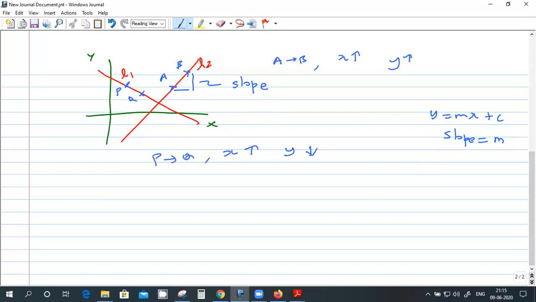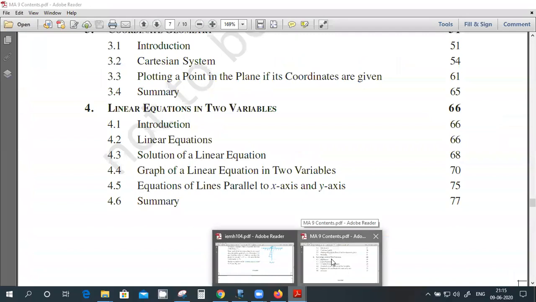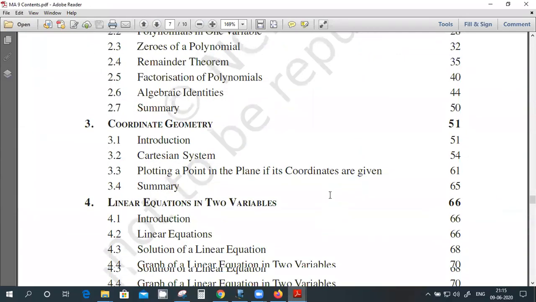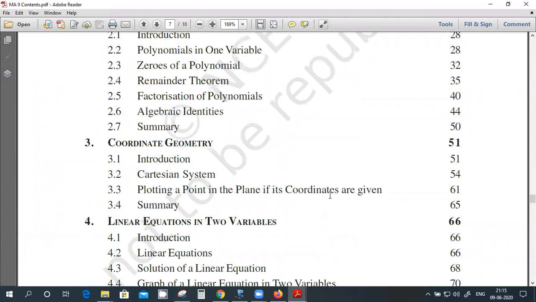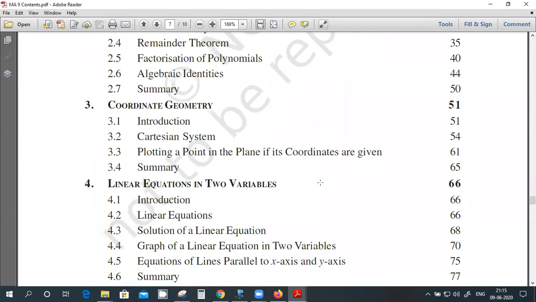Okay. This is your common coordinate geometry, right? The coordinate geometry we have studied is a very easy thing. Only about the 4 quadrants and how to plot a point. This is 9th standard, okay.